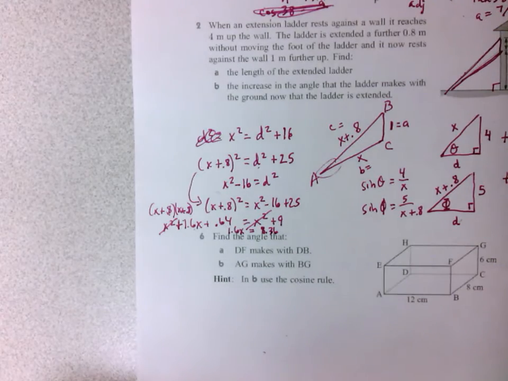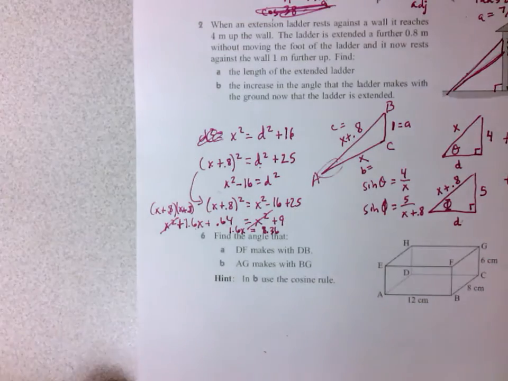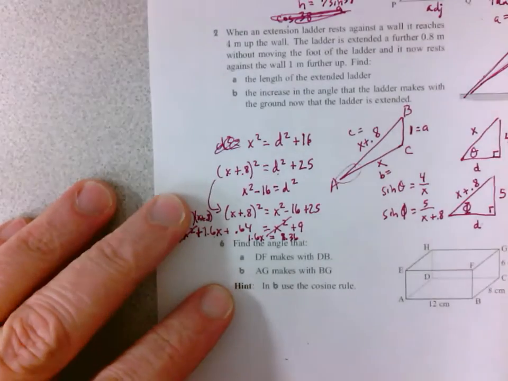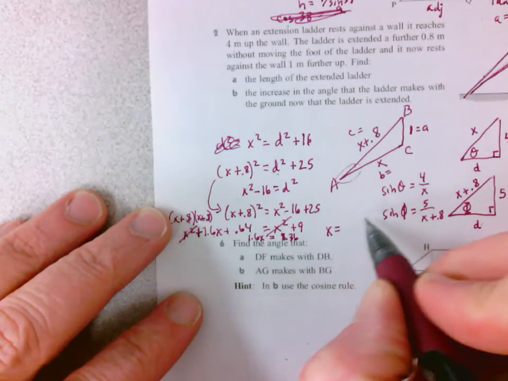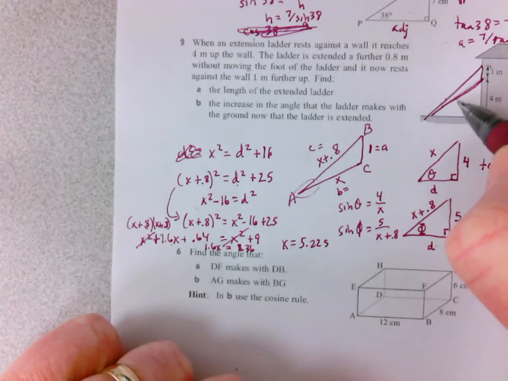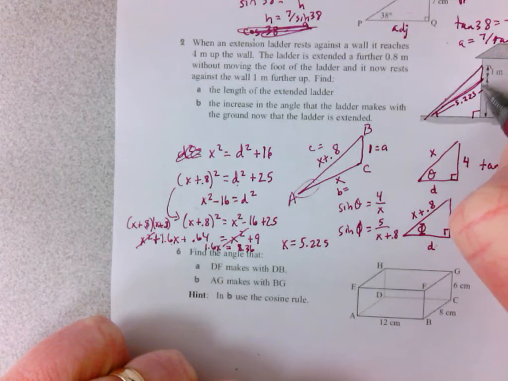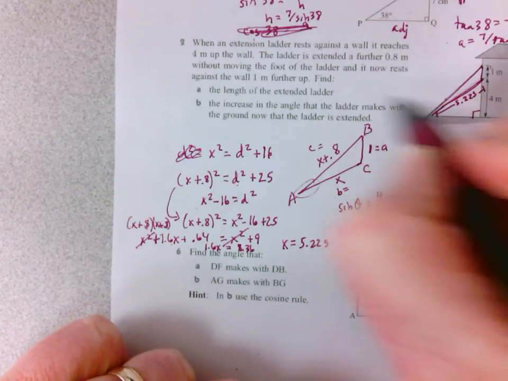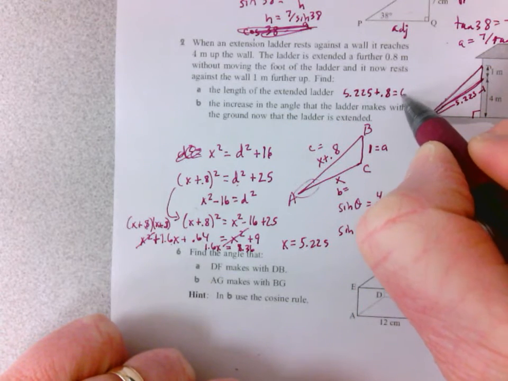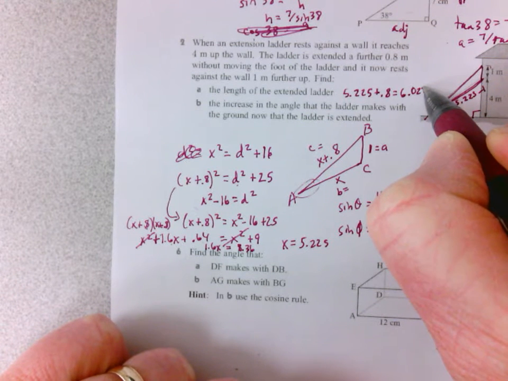So I can solve that. 8.36 divided by 1.6, you get 5.225. So x on my picture equals 5.225, and my x is this right here. That means the extended ladder is 5.225 plus 0.8, which is 6.0225.